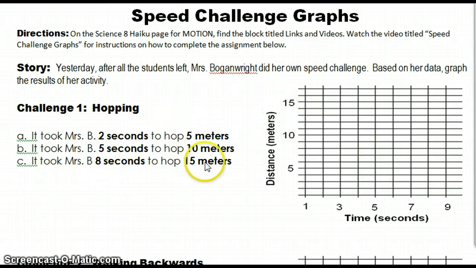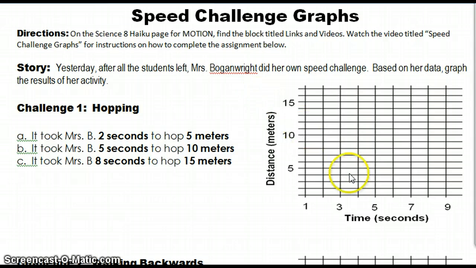Just like on Wednesday, you guys did your speed challenge where you went outside and you hopped and you walked backwards and you ran and all that stuff. Well, I came up with my own data for that. So based on the data that I got for my speed challenge, we're going to graph the results of my activity. So we've got the first challenge, which is hopping.